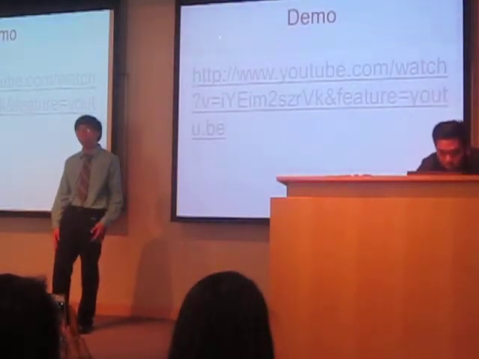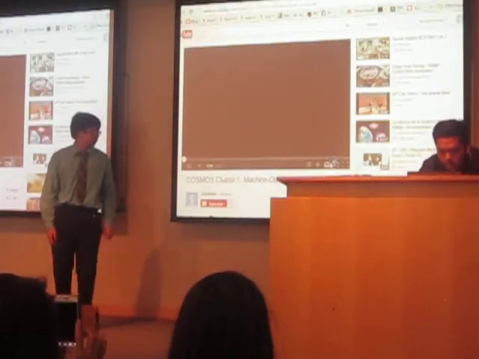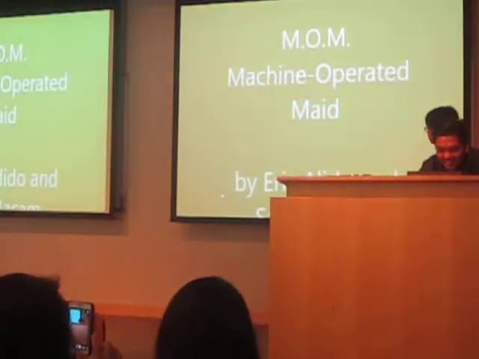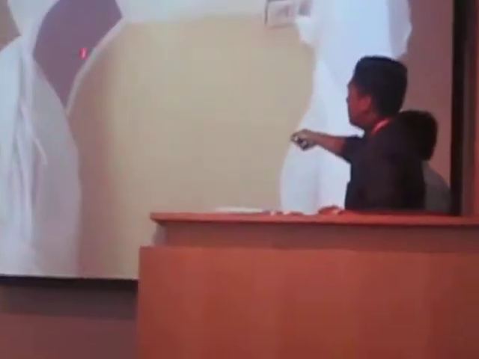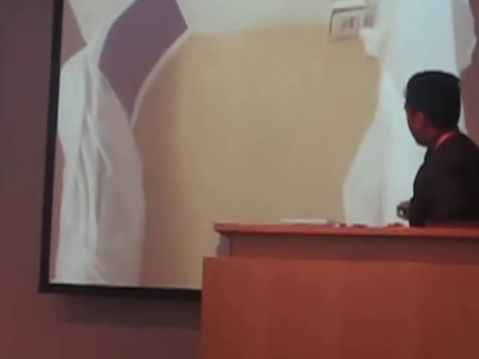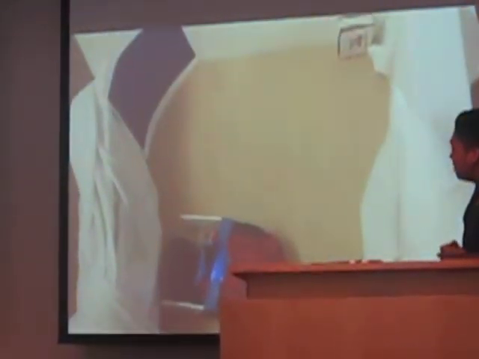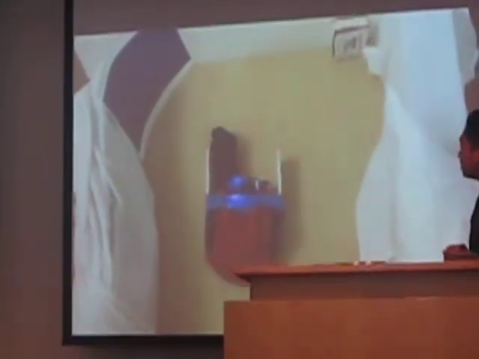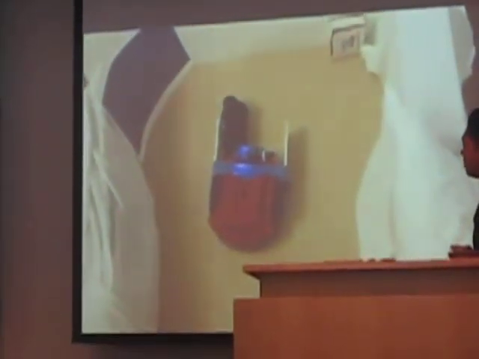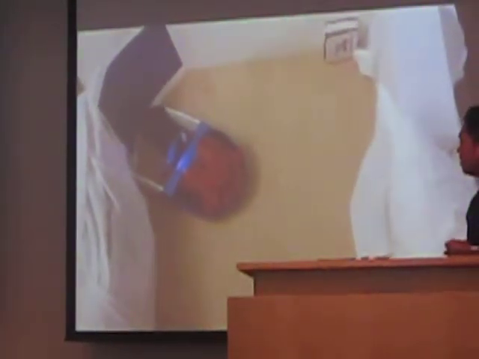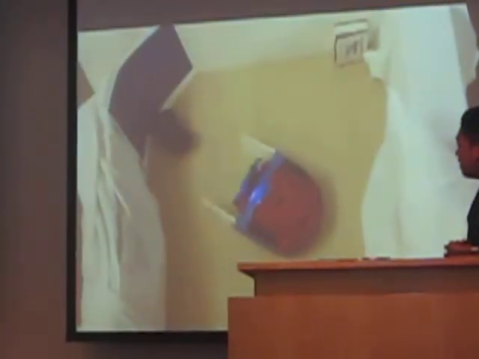So we have our demo. Okay, so this is the blue piece of paper, which represents a hamper. This is the machine-operated maid, and this is the piece of clothing. So here it detects the piece of clothing, detects the wall, makes a right, goes forward, detects the wall again, makes a left, goes to the hamper, detects the blue, backs up, and repeats.